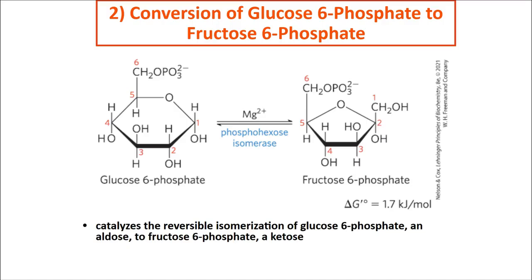And so now the second step is the conversion of glucose 6-phosphate to fructose 6-phosphate. This is a reversible change, so we can still go back to glucose once we get into the fructose, but it utilizes the enzyme phosphohexose isomerase, and so it also uses that magnesium atom that helps shield things.